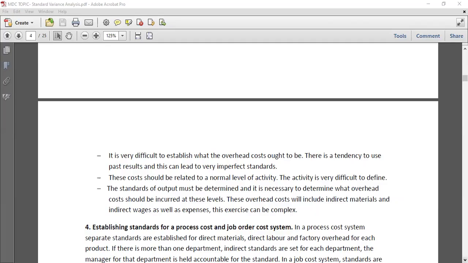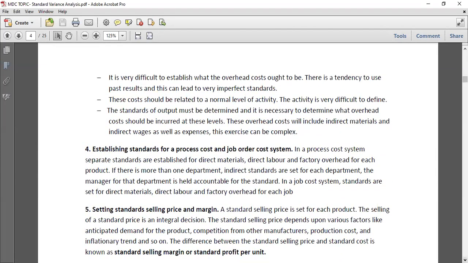We also have establishing standards for a process cost and job order cost system. If it is a process cost system, we set standards separately for direct materials, direct labor, and also for the factory overheads. If we have more than one department, then the indirect standards are set for each of the departments.